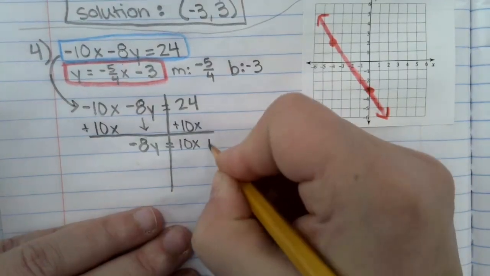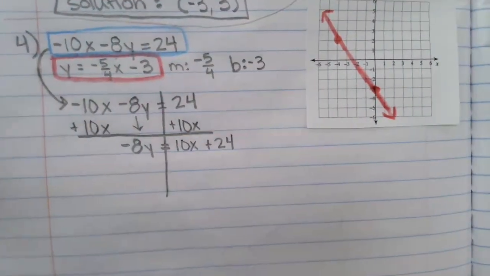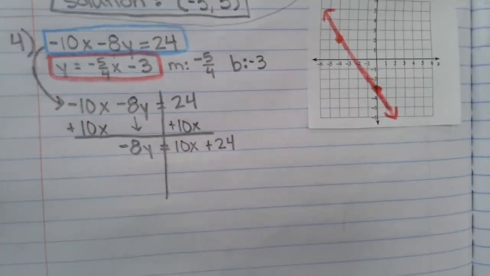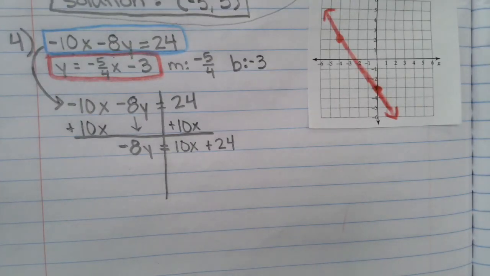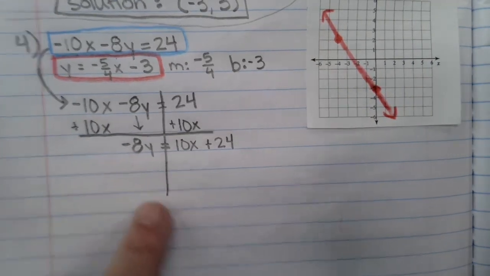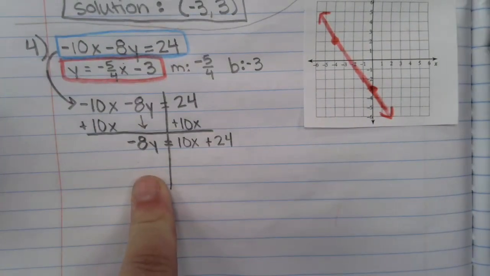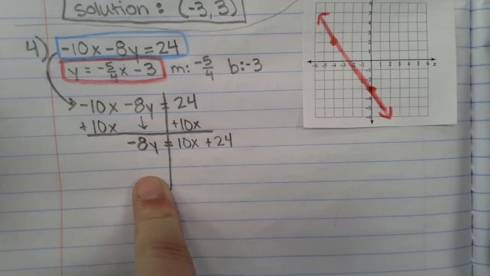I'm going to just put that x first because in slope-intercept form we want mx plus b. We want the mx first. So I just switched it around so the 10x comes first. Okay? Now, does it look like y equals mx plus b? Yeah.